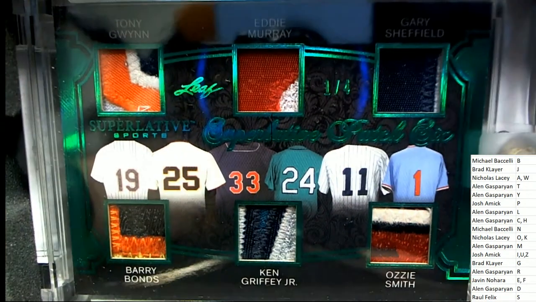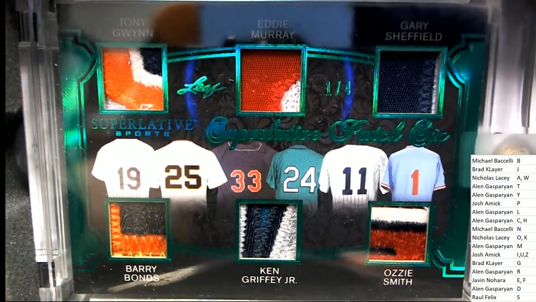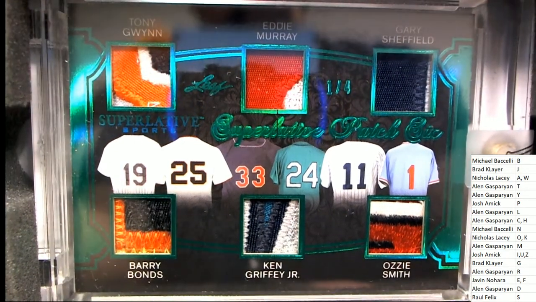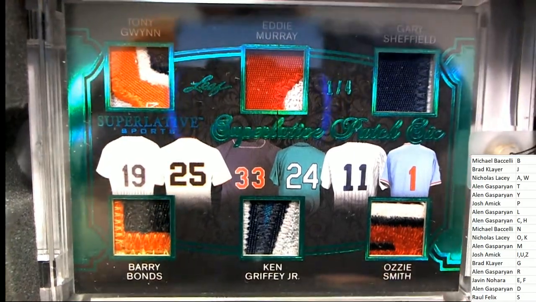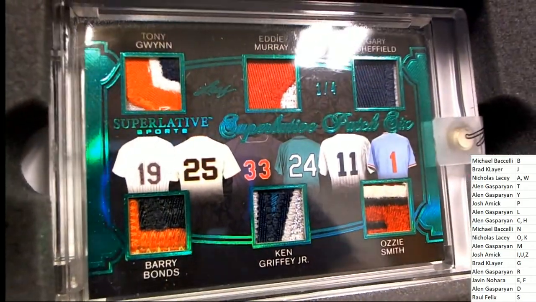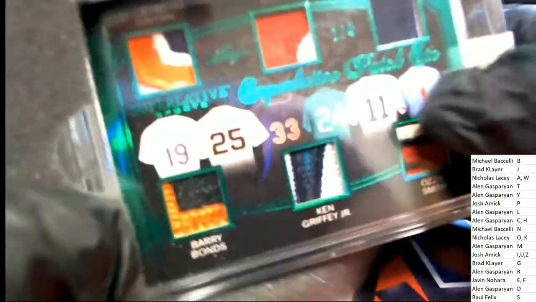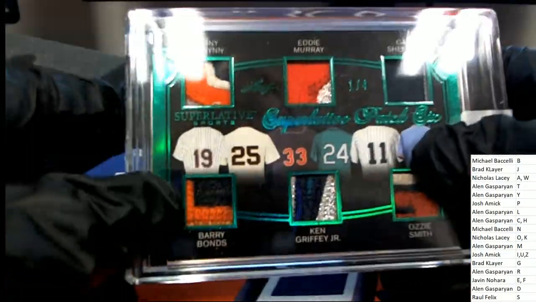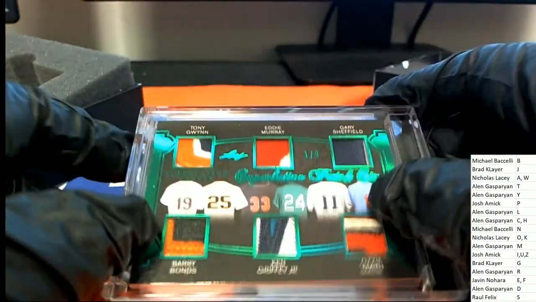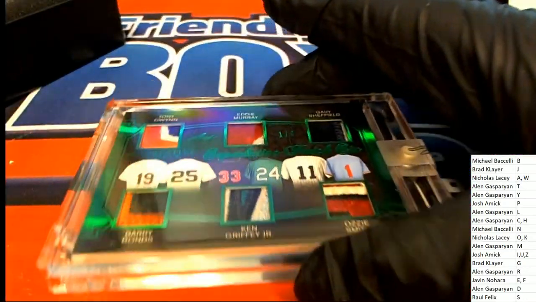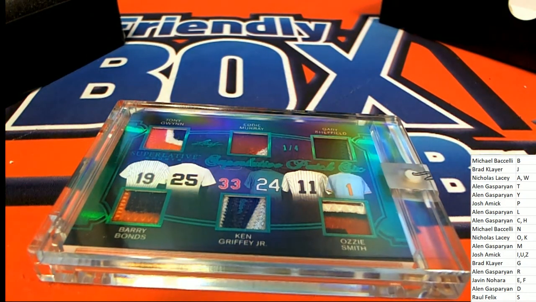Superlative patch six. And we've got Gwen Murray and Sheffield, Bonds, Griffey Jr., and Ozzie Smith. That is quite a six. Someone would need four out of the six for it not to go to a random. So right now I'm really curious to see who's going to get this thing. It is quite a hit. Lovely, really nice looking patches there.